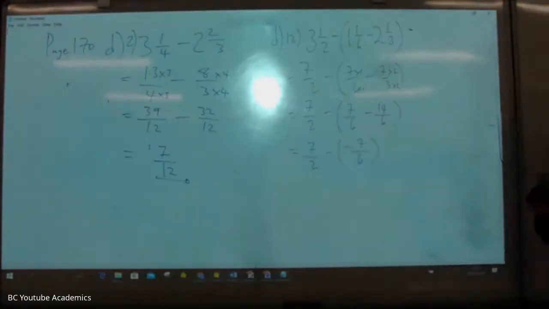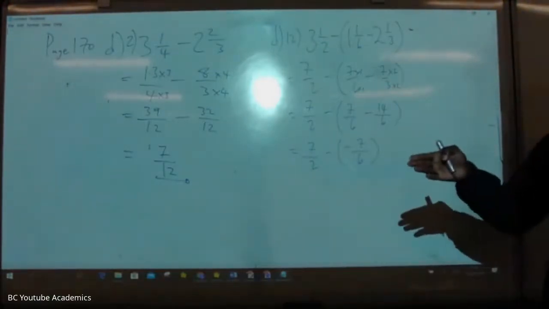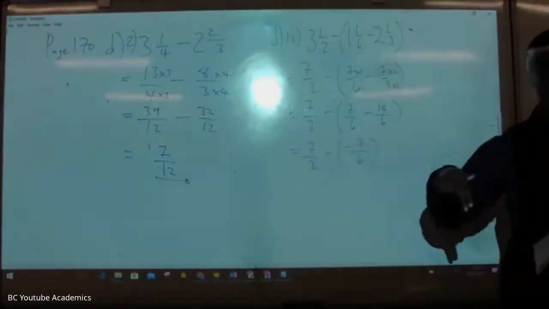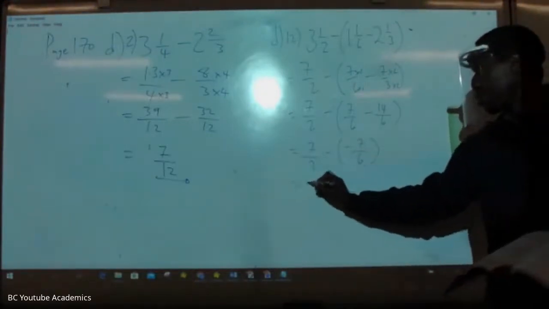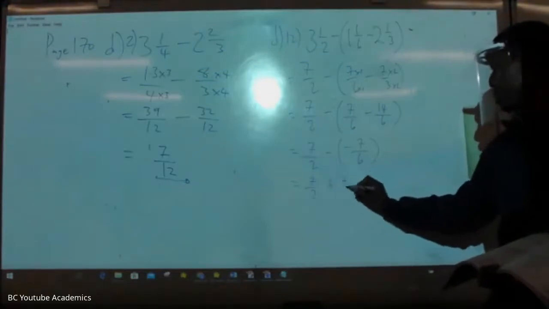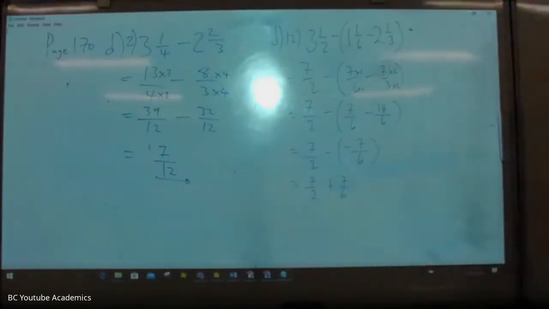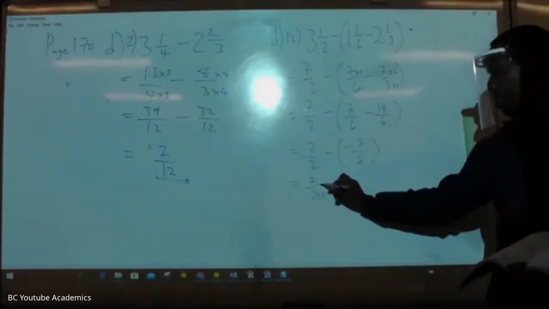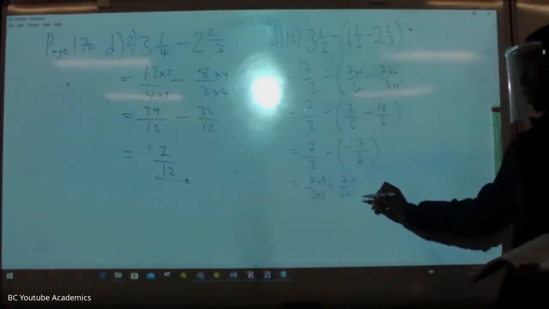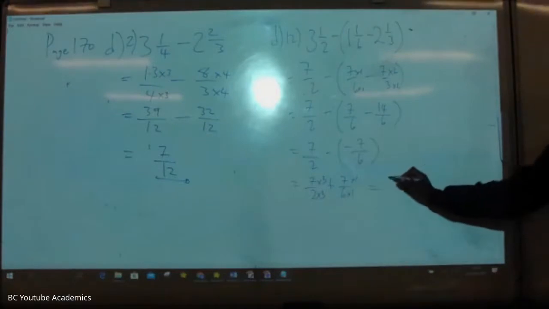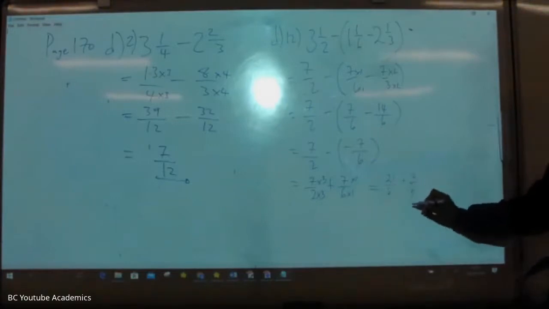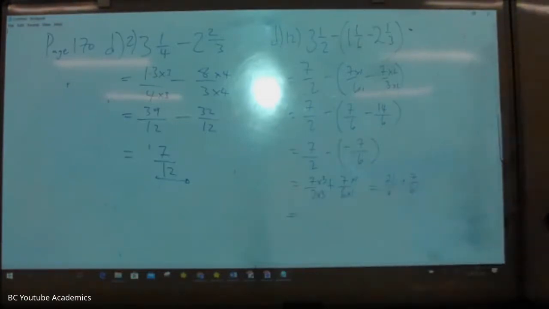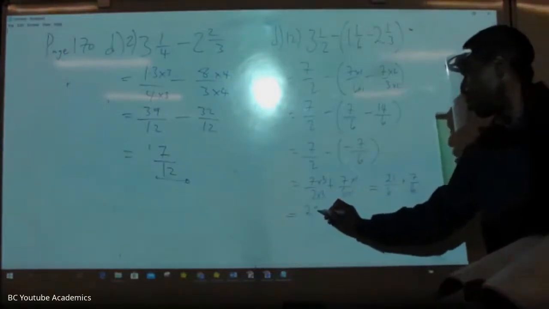Remember there's a negative that's outside the bracket. So a negative next to a negative gives you a positive. So therefore, it's now 7 over 2 plus 7 over 6. And then our common denominator is 6. So multiply that by 3, multiply by 3, and this is times 1, times 1. So 21 plus 7 over 6, and then the final answer is 28 over 6.